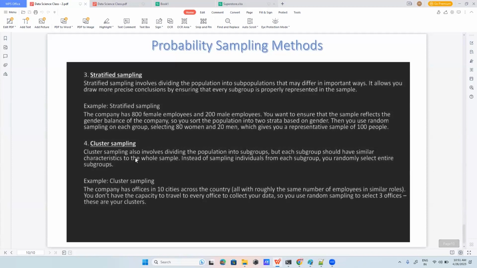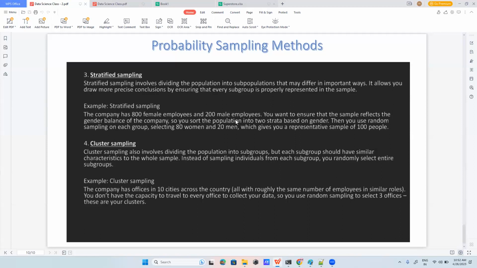And here is stratified sampling. Stratified sampling involves dividing the population into subpopulations that may differ in important ways. It allows you to draw more precise conclusions by ensuring that every subgroup is properly represented in the sample. For example, the company has 800 female employees and 200 male employees, and you want to ensure that the sample reflects the gender balance of the company.